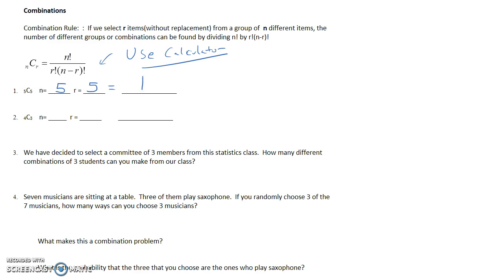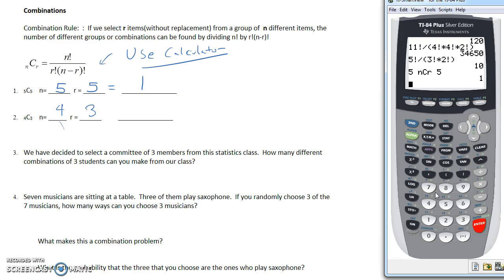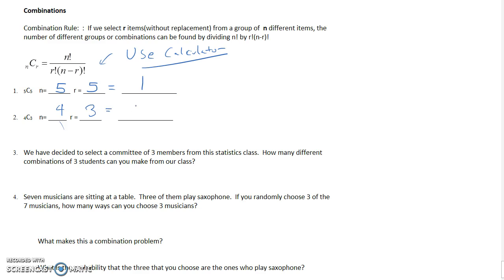Now, how about if I have 4 people to choose from, but I'm going to put you in groups of 3. There are going to be more of these because I'm leaving somebody out when I do this. So we go to our probability, we go to nCr, and then 3. So there are 4 different ways I can choose groups of 3.